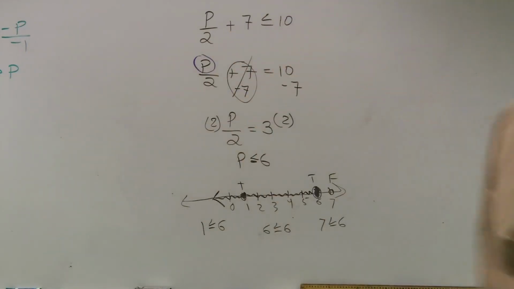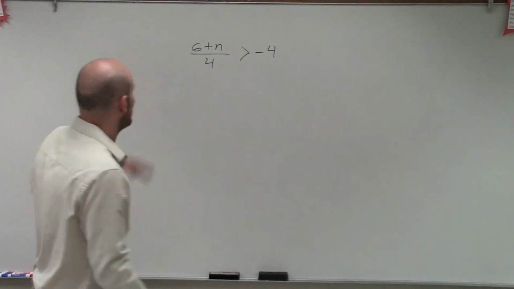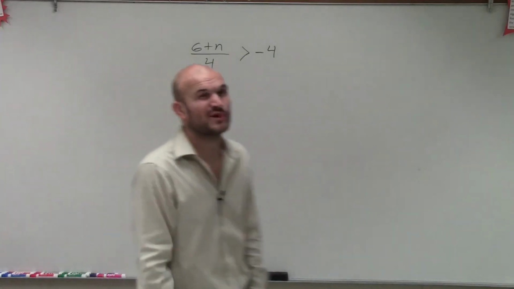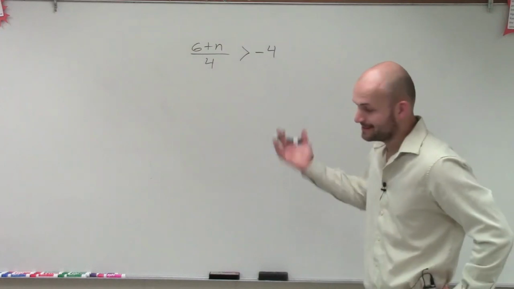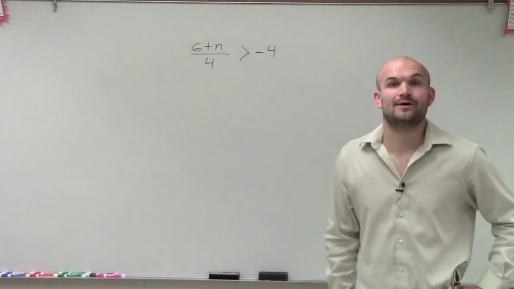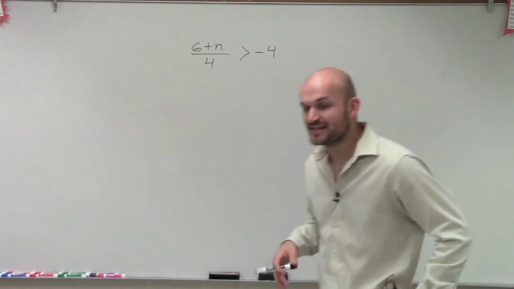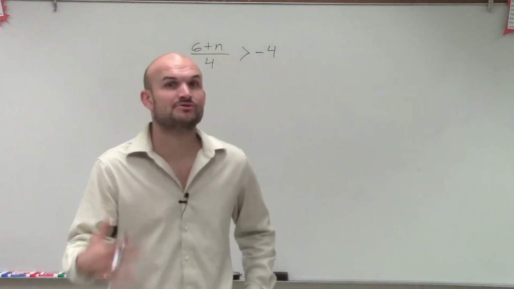All right? Yes. Hello. So what I have here is 6 plus n divided by 4 is greater than negative 4. And we're going to solve this by using our inverse operation. This is a great problem because what I always say when using your inverse operations is always undo addition and subtraction first.